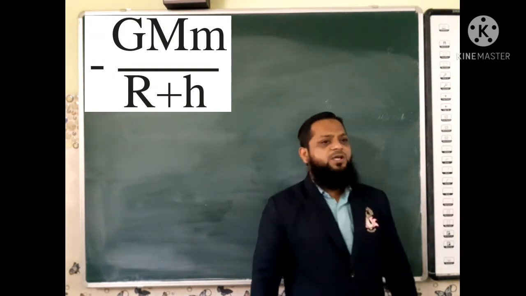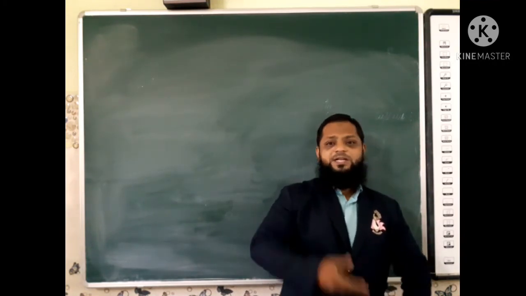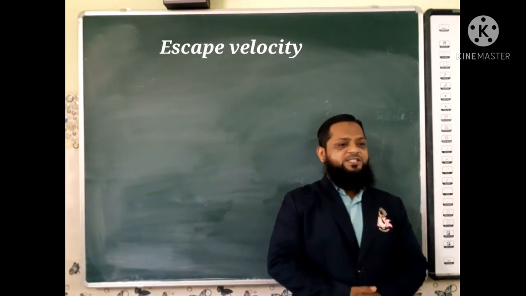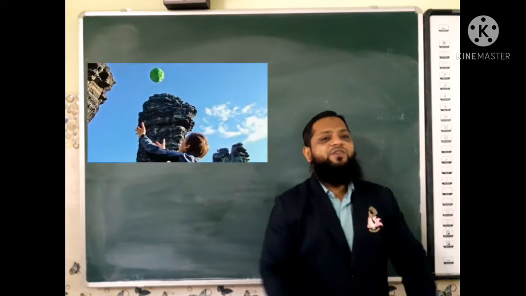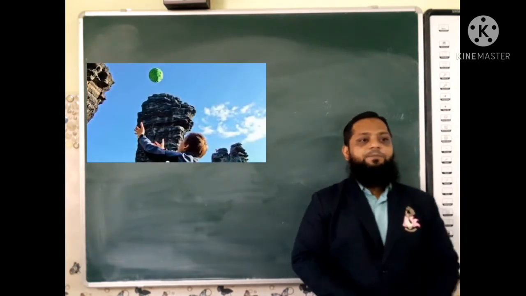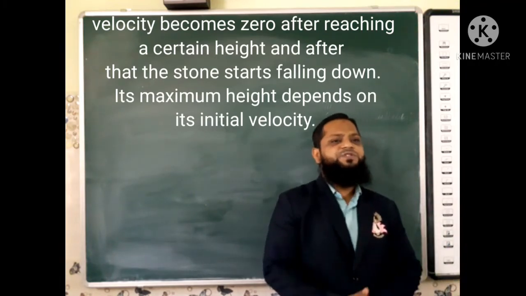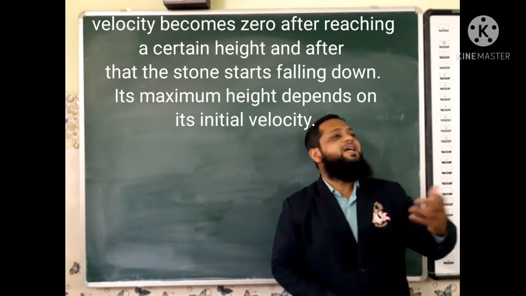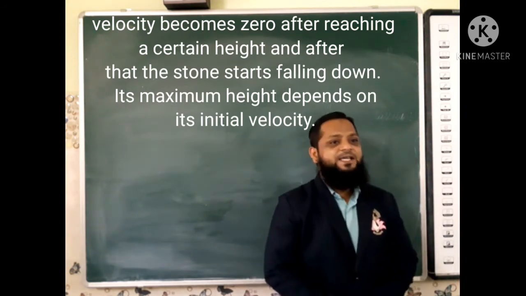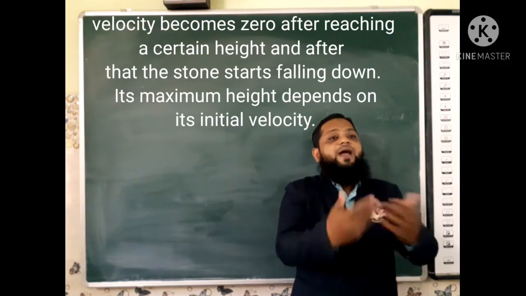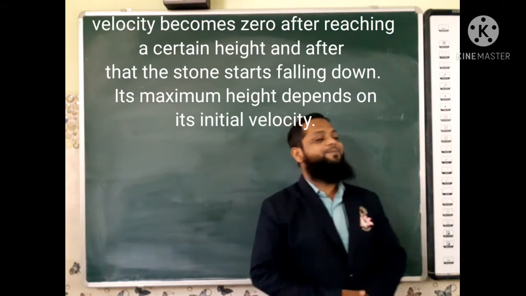This is all about the gravitational potential energy. Now let's see the escape velocity. When a ball is thrown upwards, its velocity decreases because of the gravitation of the earth. Velocity becomes 0 after reaching a certain height, and after that the ball starts falling down. Its maximum height depends on its initial velocity.